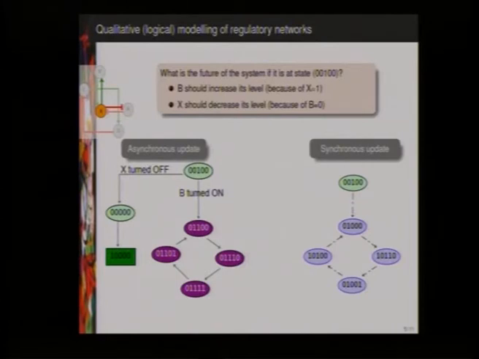With the asynchronous update, we have a cyclical attractor or a single stable state. So if X is faster, then the system will end up in a stable state. Otherwise, if B is turned on before, then the system will be trapped in a cyclical attractor. In a synchronous update, we have another cyclical attractor, which is quite different from the one on the left. So this is just to say that the choice of how you update your system is quite important.